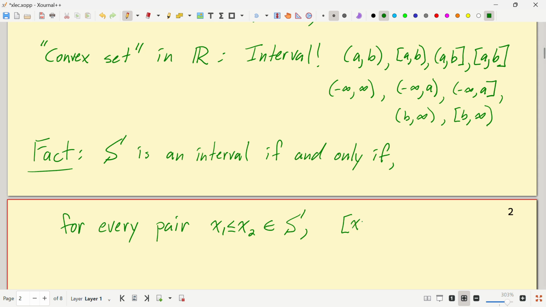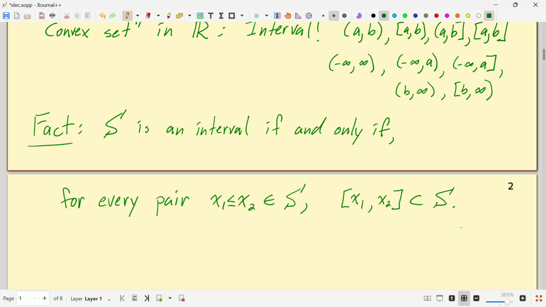The closed interval from x1 to x2 would have to be contained in S. That's kind of like a feeling for the intermediate value theorem for sets. If 2 points are in, then everything in between them is in. Okay, and then you get all those possibilities up there from those definitions.